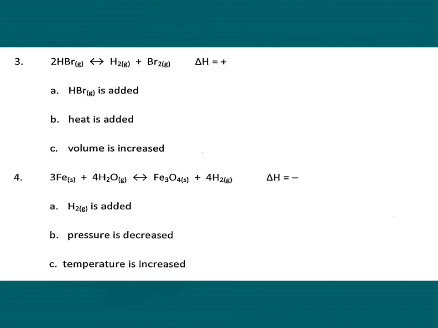All right, a couple more examples, and these are similar to what you will see on your homework. Let's look at the reaction number 3 here. What would happen if I add HBr? Well, HBr is a reactant. We know that if you increase the concentration, then it's going to shift away. So I'm going to draw an arrow. It's going to shift toward the products, away from the reactant.